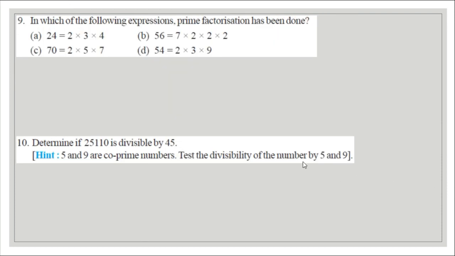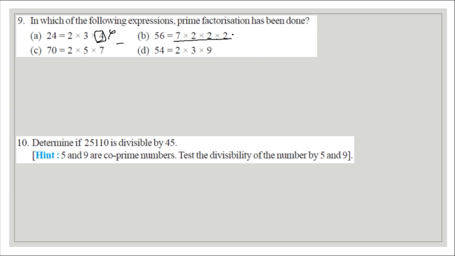Question number 9. In which of the following expressions has prime factorization been done? Look at the first one. 24 is 2 multiplied by 3 multiplied by 4. 3 fours are 12, multiplied by 2 is 24, no doubt, but 4 is not a prime number. So in this, prime factorization has not been done.